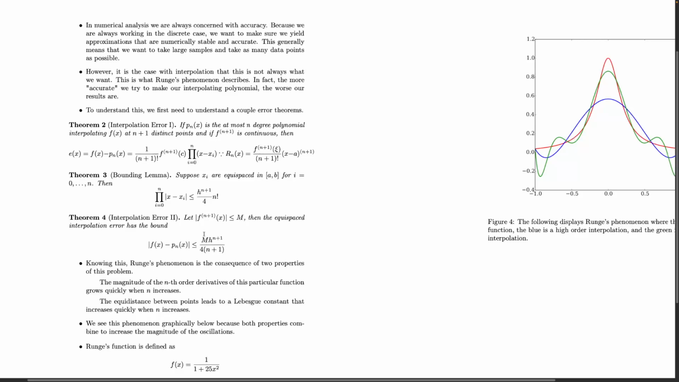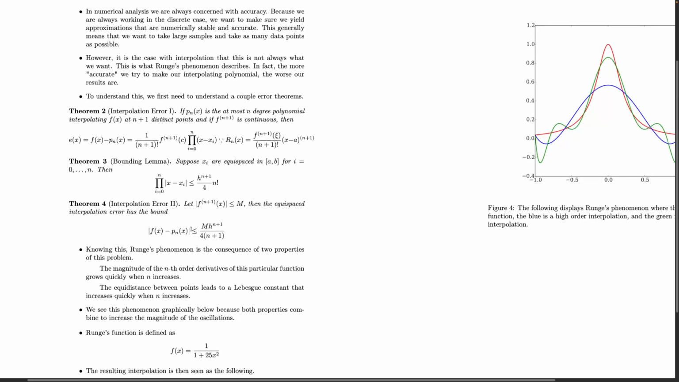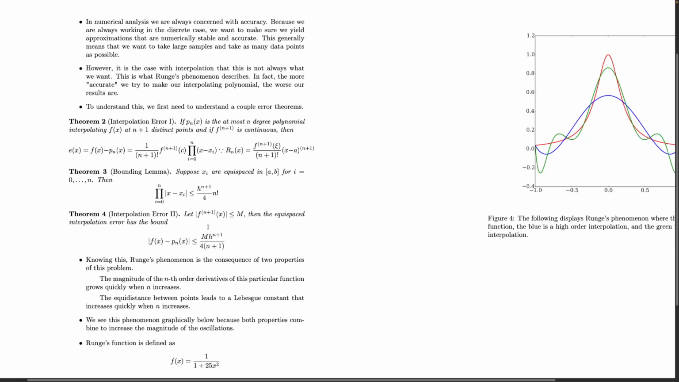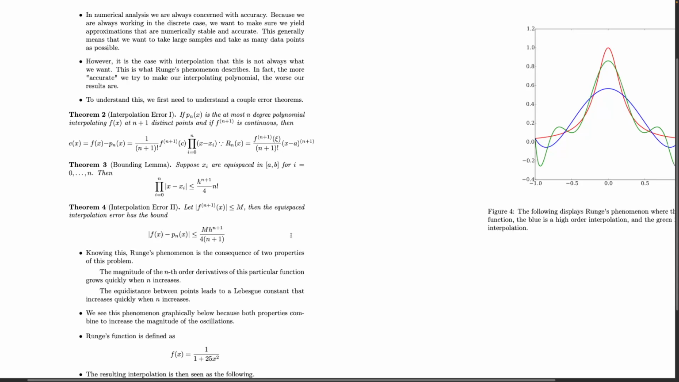So if we let the absolute value of the n plus 1 derivative at x be less than or equal to some number capital M, then we say that the equispaced interpolation error has the bounds of that absolute value of our error, so f of x minus p sub n of x, less than or equal to M h to the n plus 1 over 4 times n plus 1. And again, I'm not going to derive this, but it is just a theorem that we can understand.